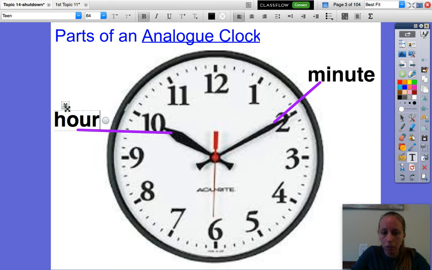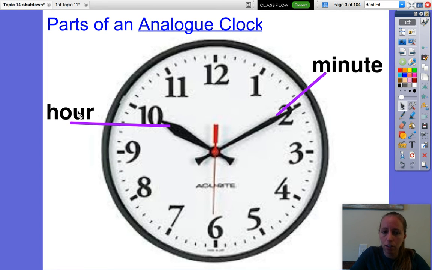And one way that I always remember this, I was taught this when I was little, is to look at the lengths of the words, right? We have hour and minute. Hour is shorter than minute. The word hour is only 4 letters. Minute is 6 letters, right? So the shorter word gets the shorter hand. Okay, so that's one way that you can remember that the short hand is the hour hand. That's going to tell us what the hour is.